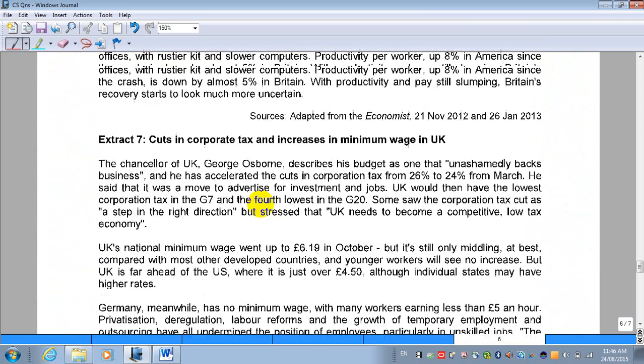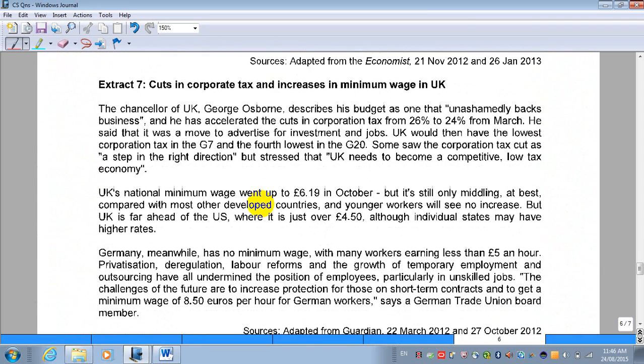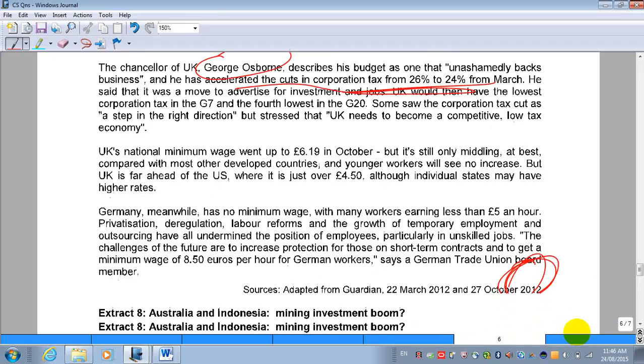Next, I would like to talk about extract 7, about how George Osborne, the Chancellor of the UK, has accelerated cuts in the corporation tax. And I would just like to say that this move seems to be paying off. This article was in 2012, but you notice that in 2015, quite a number of foreign firms have actually shifted to the UK. This could be one of the reasons which has attracted foreign firms to the UK.